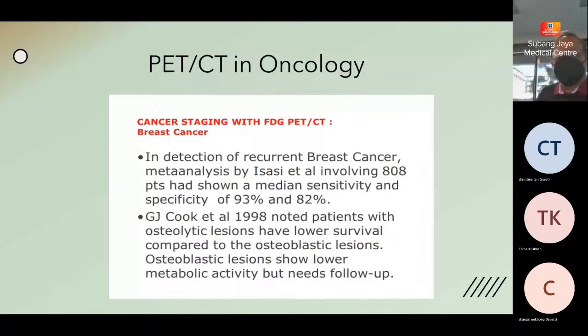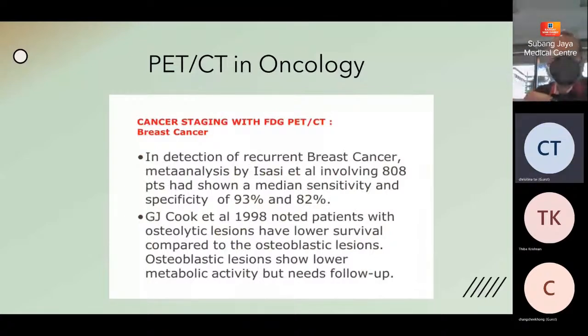Understand that one of the reasons is that, same thing as I mentioned to you, it's a very sensitive scan, in which case a lot of false positives may be detected. And when you have a false positive, you tend to sort of increase the cost of the management of patients. But in general, in recurrent breast cancers, if you have a clinical suspicion the breast cancer might be recurring, PET scan is the ideal modality.